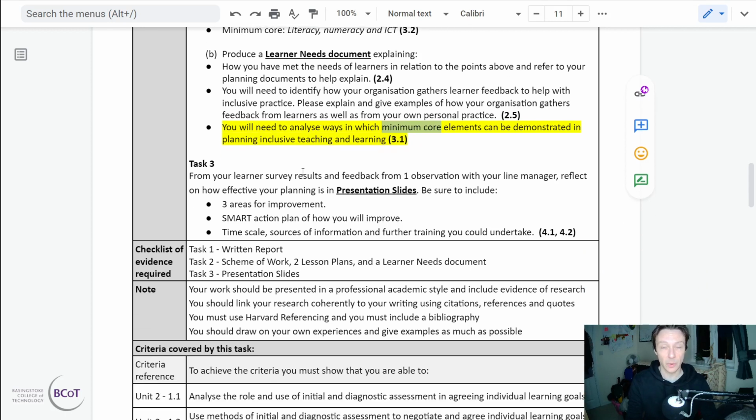The third and final part of Unit 2, Assignment 2, is to create some presentation slides. You will not be asked to present these slides. There will be an opportunity for you to present in front of us later on the course, but for this task, I just need some slides. And in these slides, from your learner survey results and feedback from an observation with your line manager, I want you to, in these slides, reflect on how effective your planning is.